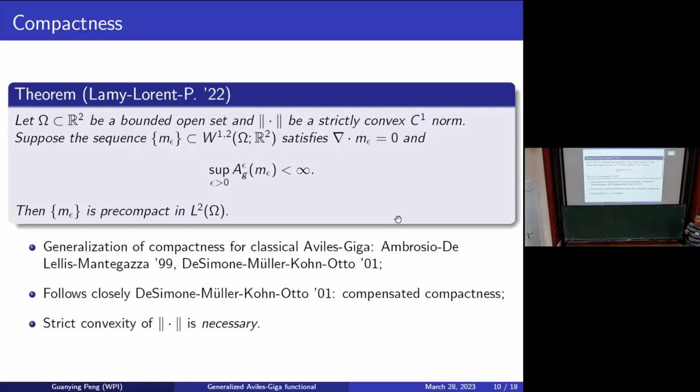Here I just want to mention briefly that the strict convexity of this norm is necessary, because otherwise, if the unit circle of this norm has a flat piece, then one can easily construct a sequence of functions taking values on this flat piece, but with higher and higher frequencies of oscillation. So there is only weak compactness, weak convergence in that case.